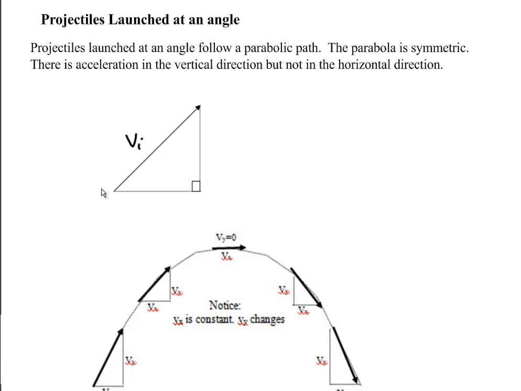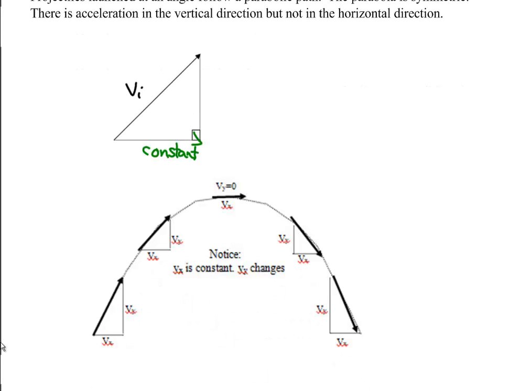So now I have the horizontal component and the vertical component of this initial velocity. My horizontal component is constant, and my vertical velocity keeps changing because of the acceleration due to gravity. So if I look at this diagram, what I can see is I have a very large vertical velocity initially. It's going up quickly. As it goes up, it slows down. Acceleration's acting down, and so this vector gets smaller and smaller as the object goes up.